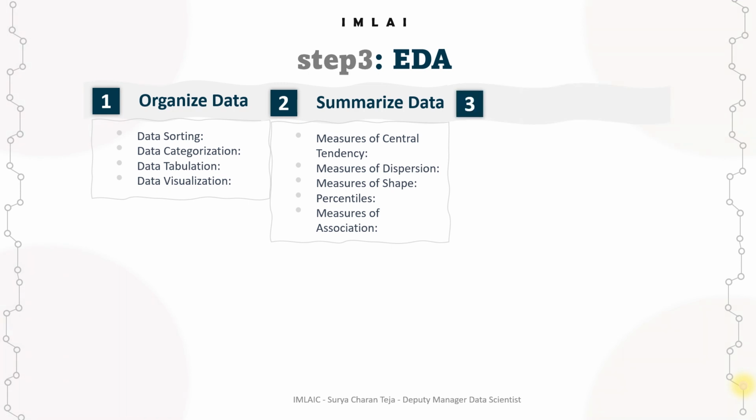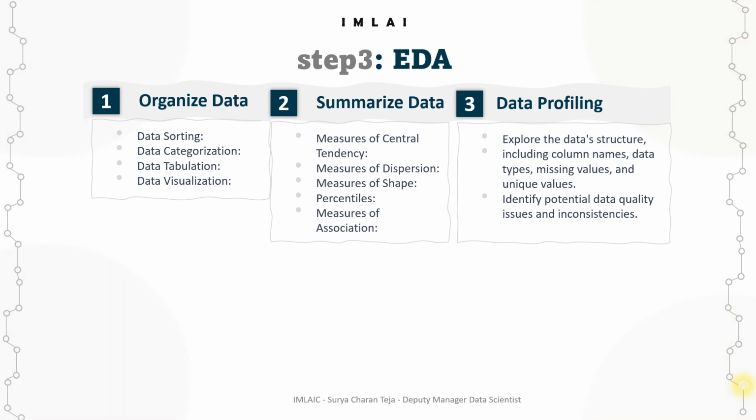Your R squares, basically correlation and covariance. So the third section is data profiling. So data profiling is nothing but explore the data structure, including column names, data types, missing values, and unique values. So identify potential data quality issues and inconsistencies. That's what is your data profiling.